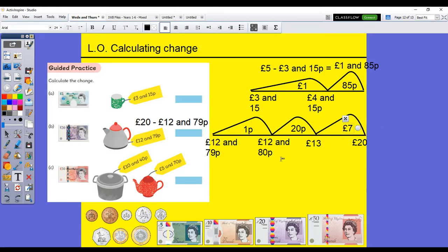Okay, so let's add them all together. £7 plus 20p plus 1p equals £7.21.